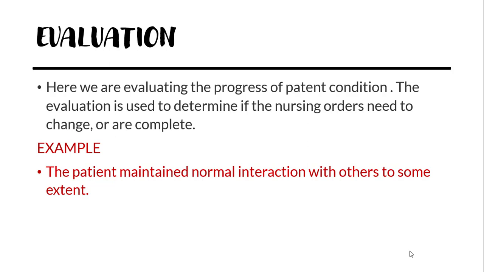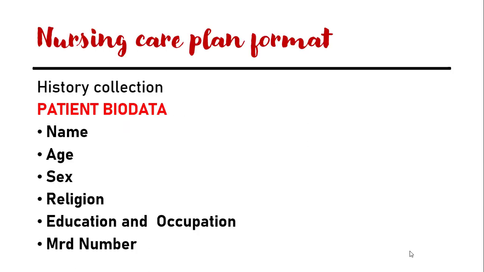So these are the steps we have to follow in a nursing process: assessment, diagnosis, planning, rational, implementation, and at last evaluation. Under assessment, you have to write both subjective data and objective data. Now I will tell you the general format of writing a nursing care plan in the practical section. You have to start your nursing care plan with history collection. Some general biodata or identifying features of the patient you have to write first. So the first heading is history collection.